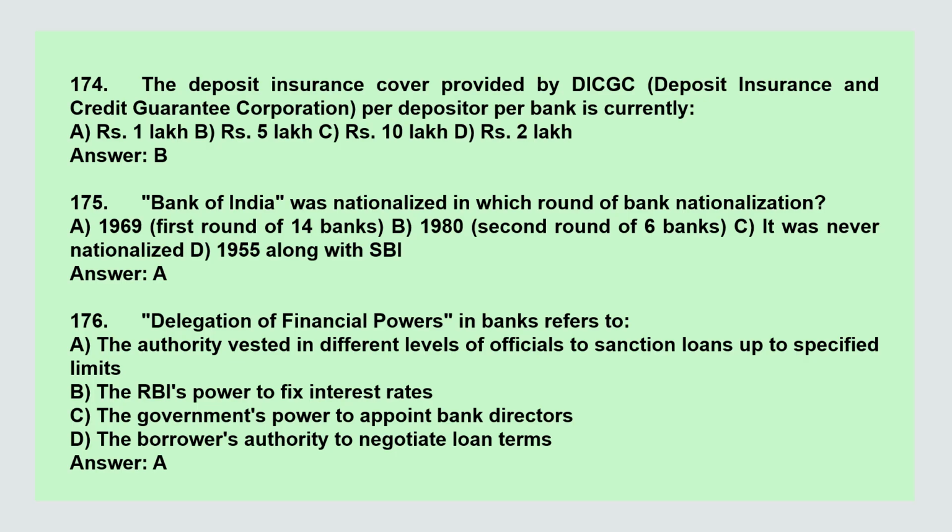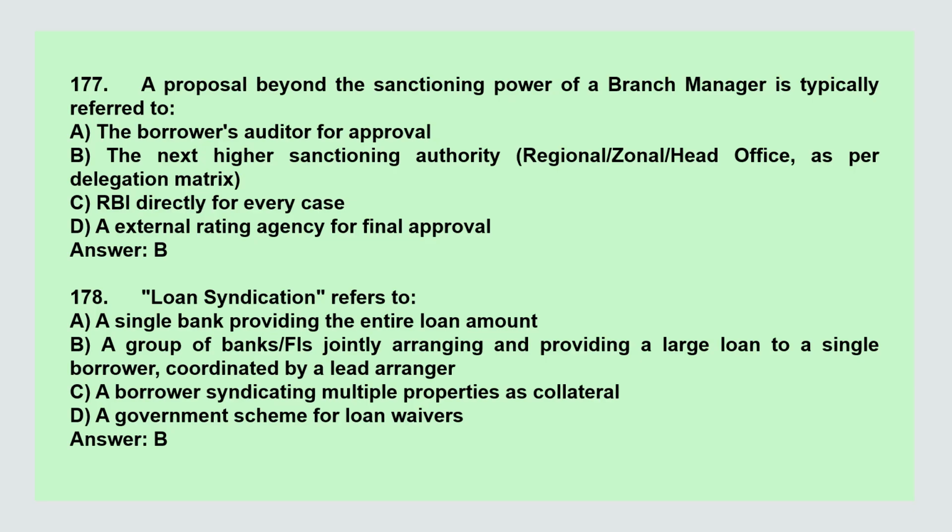Delegation of financial powers in banks refers to answer A, the authority is vested in different levels of officers to sanction loans up to specified limits. A proposal beyond the sanctioning power of a branch manager is typically referred to the next tier of sanctioning authority, regional zonal head office, as per delegation matrix.